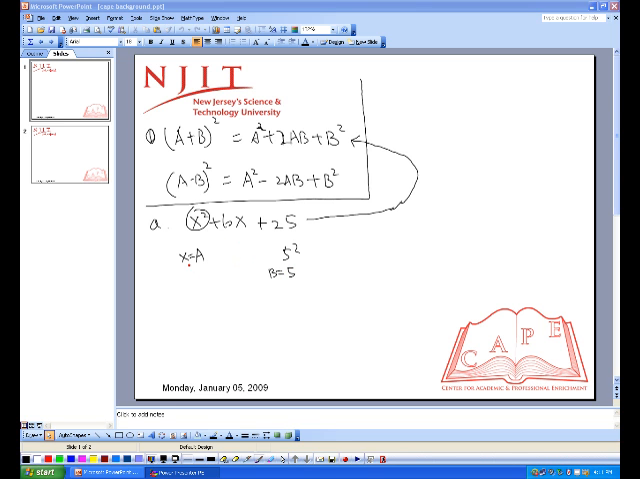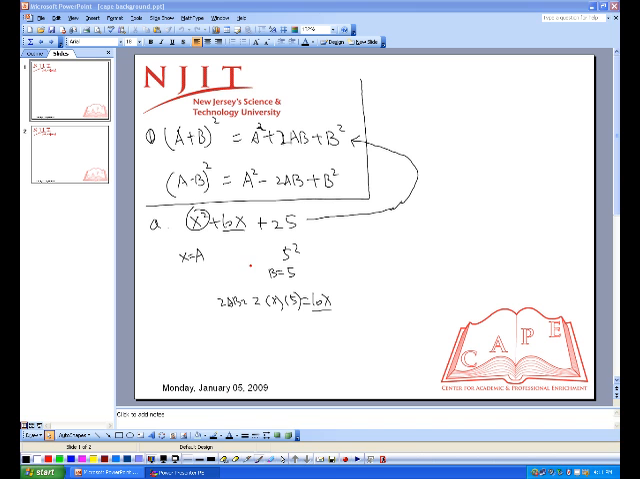So if a is x and b is 5, is 10x equal to 2ab? Well, let's try. What's 2ab? 2ab is equal to 2 times x times 5. So 2 times 5 is 10x. Okay? So if this is 10x, guess what? It's the same as that.